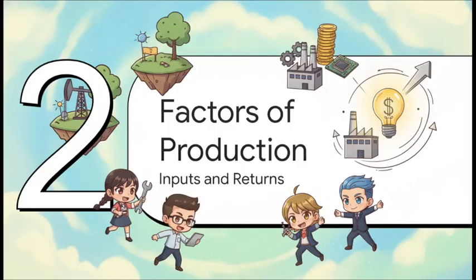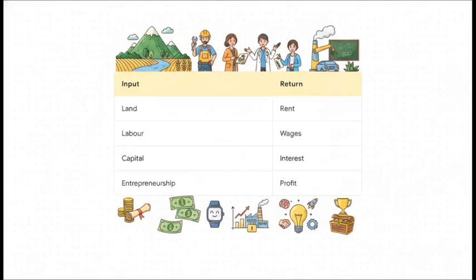Moving right along to Section 2, factors of production, inputs and returns. Let's look at the actual ingredients society uses to solve this problem. Everything produced in an economy stems from these four exact categories of inputs, and each one comes with a very specific financial return. First up, we've got land, which actually represents all natural resources. The return for land? That's rent.